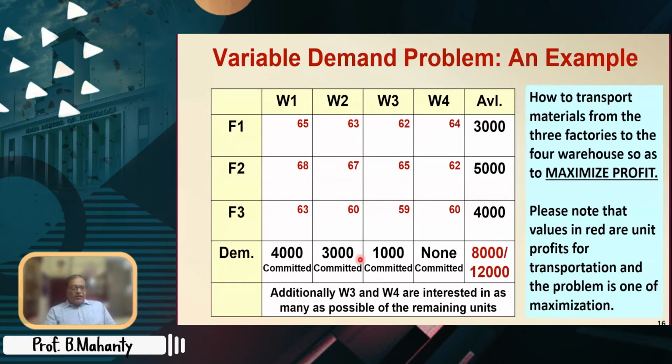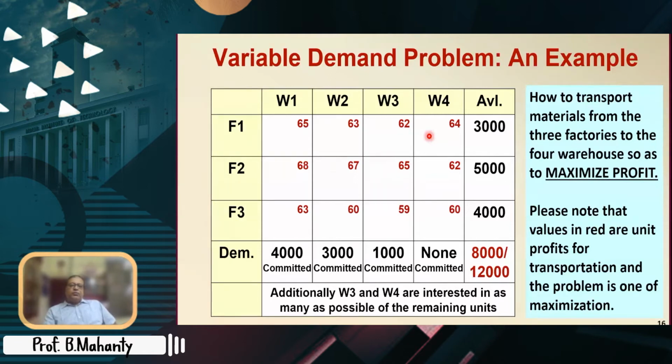But there is an additional thing. Additionally, W3 and W4 are interested in as many as possible of the remaining units. How many are the remaining units? 4,000, is it not? Total availability is 3 plus 5 plus 4, 12,000. Total demand is 4 plus 3 plus 1, 8,000. So 4,000 is the additional available units.